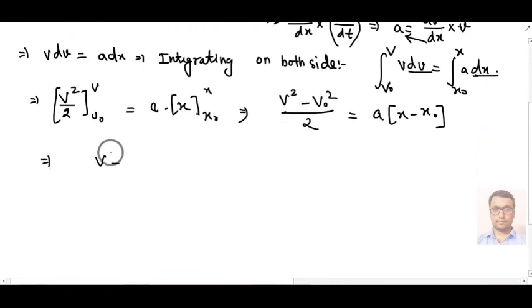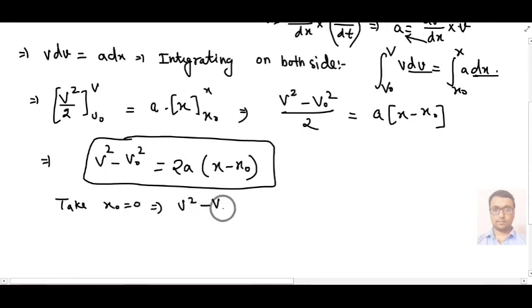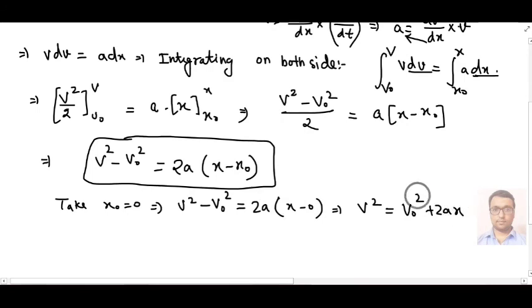So our relation will be like this: v square minus v0 square equal to 2 times a times x minus x0. This is our third equation of kinematics. Or in another form you can take x0 equal to 0. Then you will write v square minus v0 square equal to 2 times a into x minus 0, or v square equal to v0 square plus 2ax. This is our third equation of kinematics.